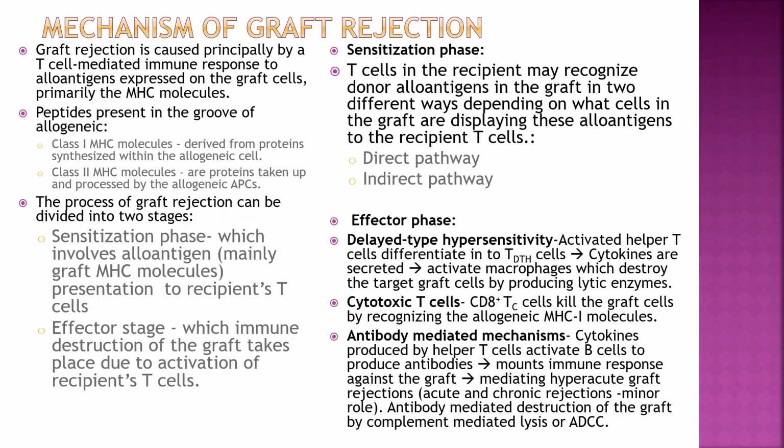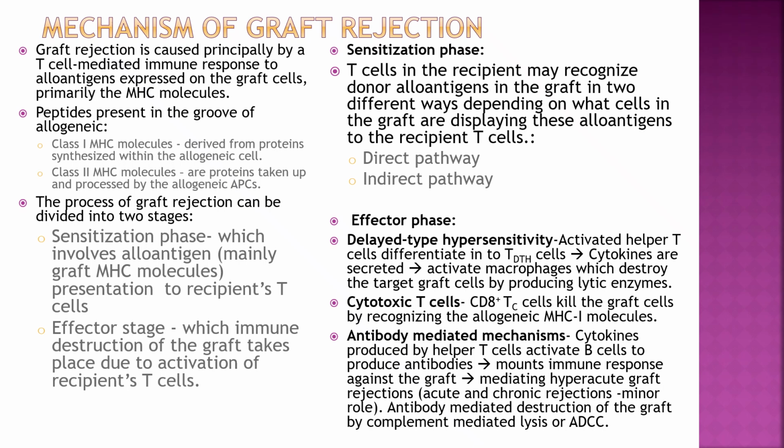Mechanism of graft rejection. So graft rejection is caused principally by a T cell mediated immune response to alloantigens expressed on the graft cells, primarily MHC molecules. Peptides present in the groove of allogenic class 1 MHC molecules are derived from proteins synthesized within the allogenic cell. Class 2 MHC molecules present proteins taken up and processed by the allogenic APC, antigen presenting cells.